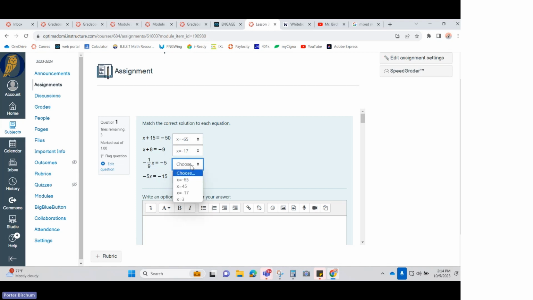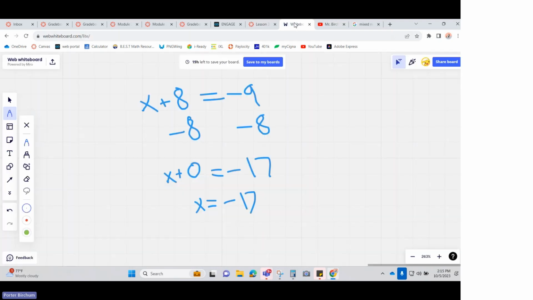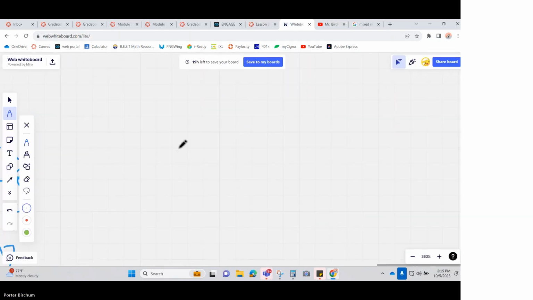Now, with multiple choice questions like this, I think I only have to answer one more because they all have the same options. So I'm going to answer the easier one first. And then whatever answer's left is the answer for the fourth question. Negative 5x equals negative 15.